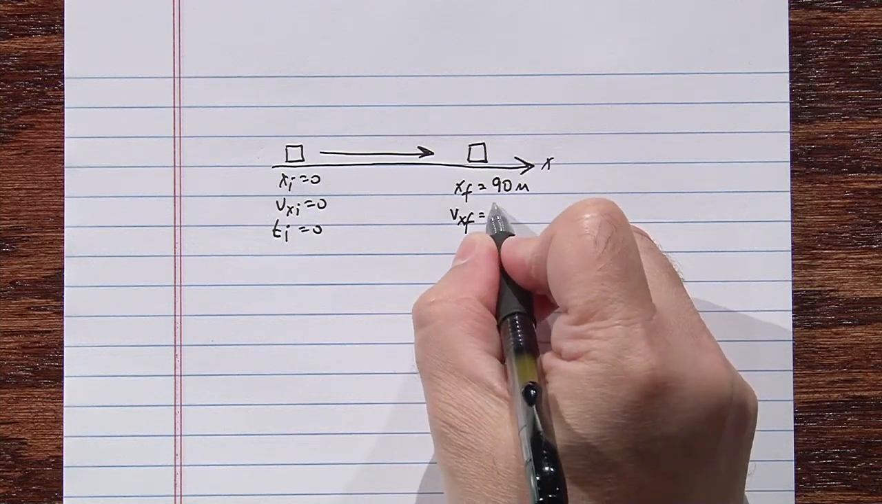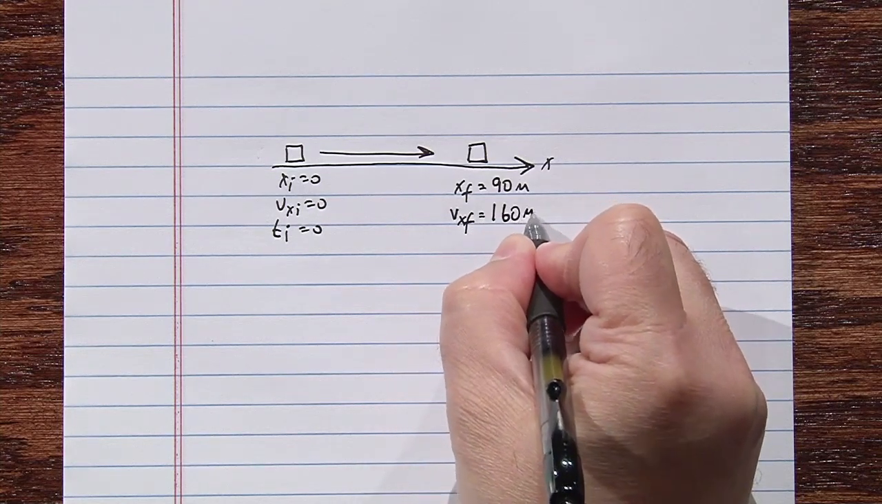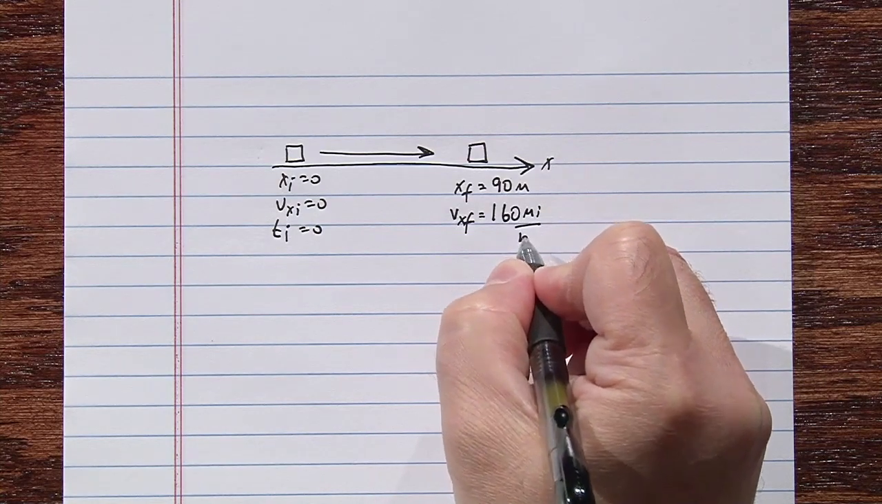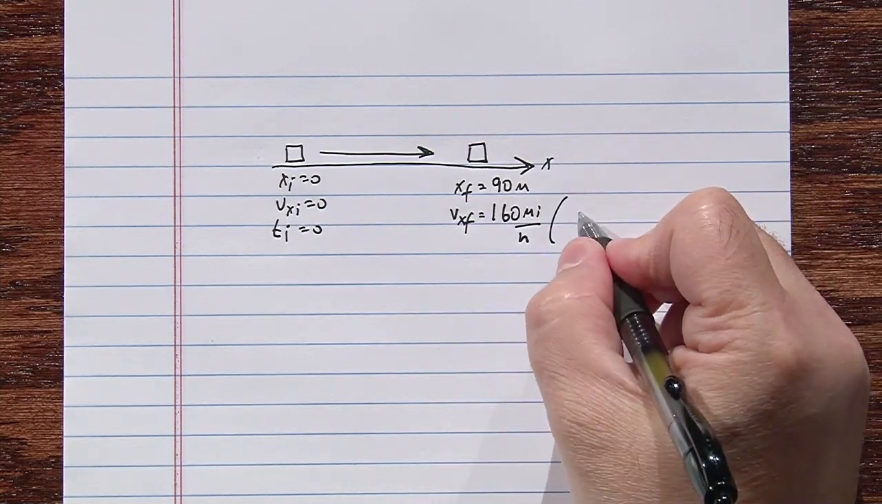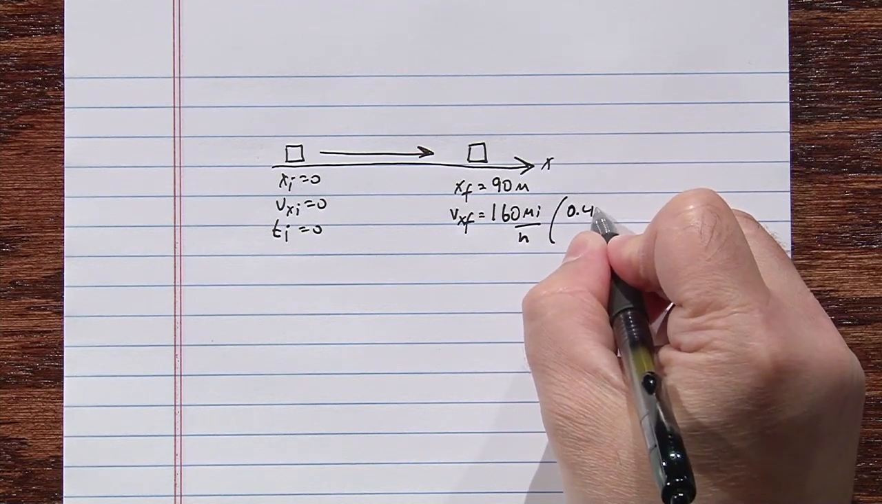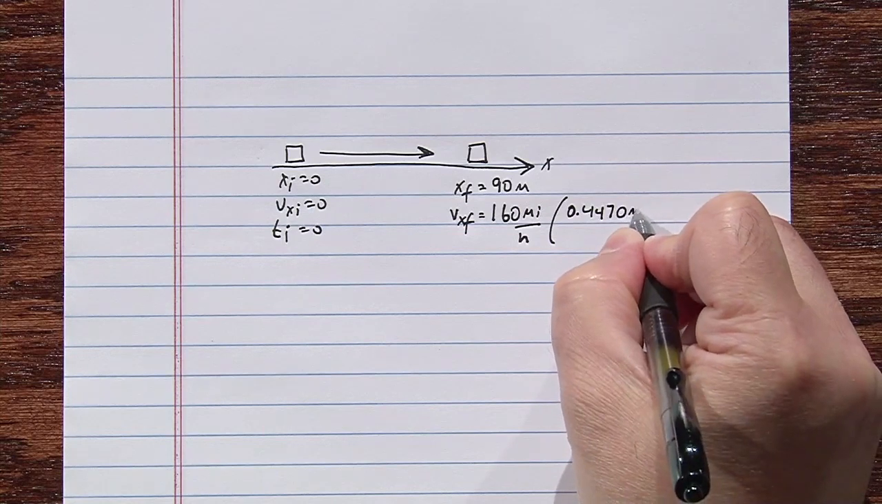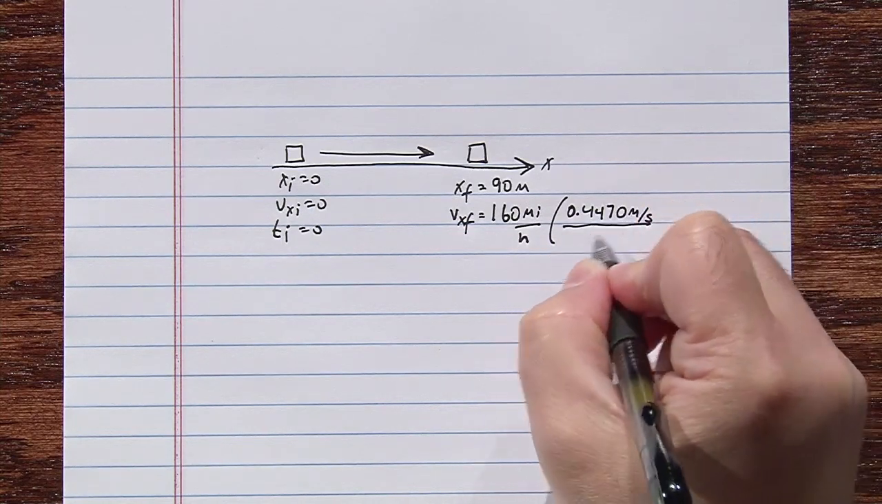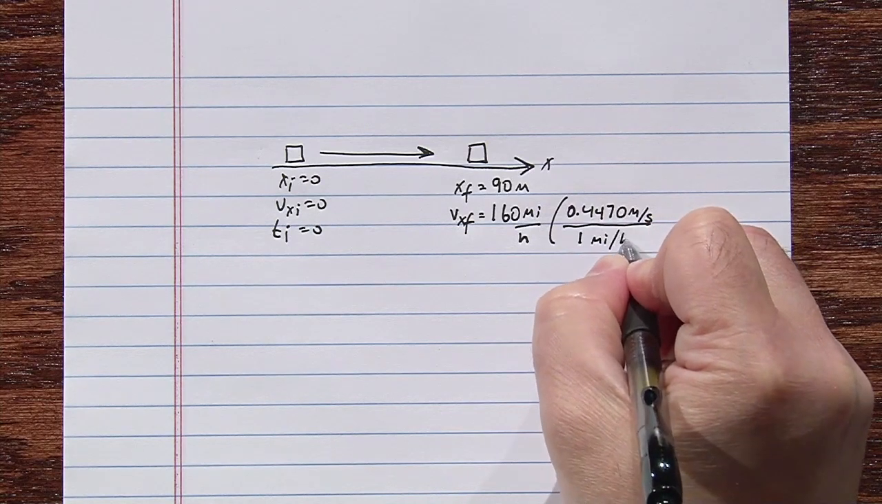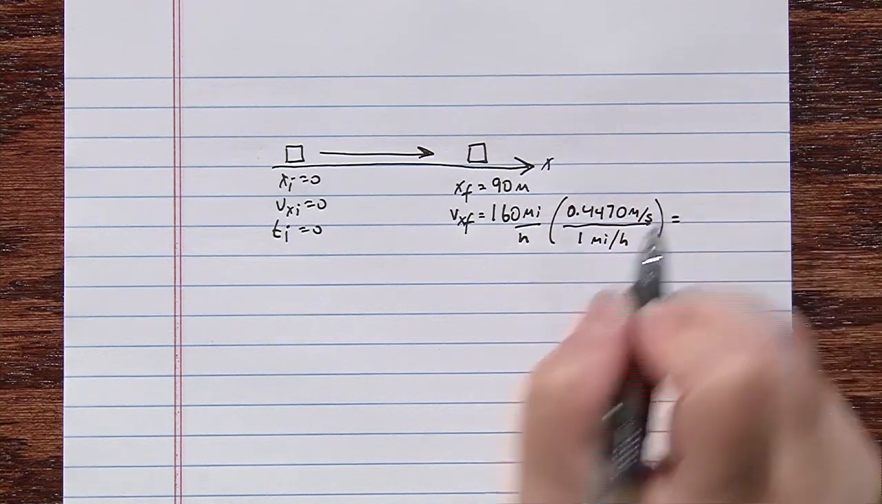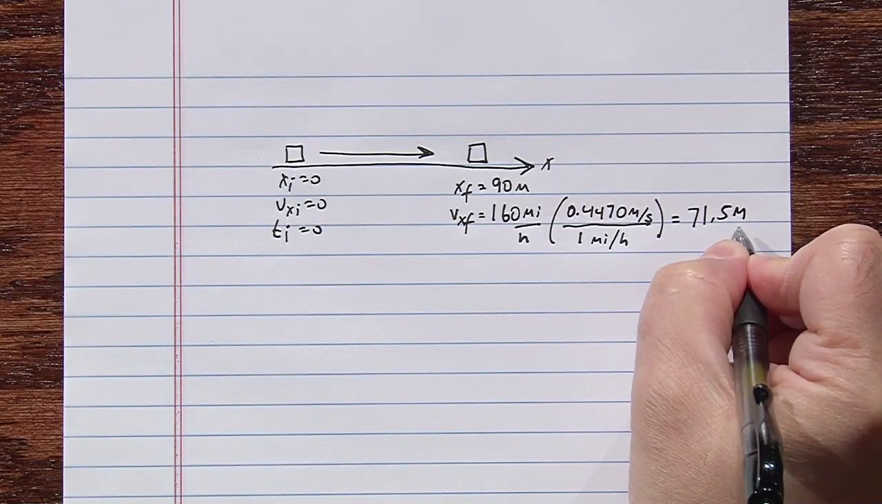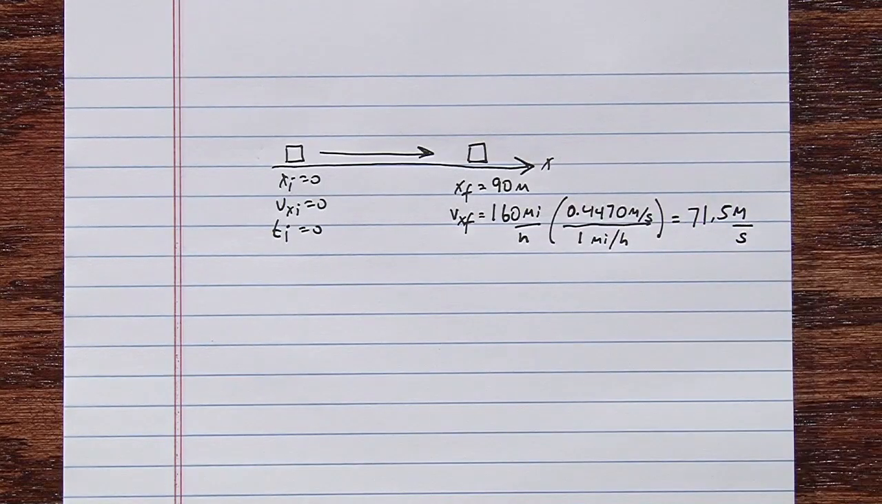Vx final is equal to 160 miles per hour, which we can convert using our factor of 0.4470 meters per second is the same as 1 mile per hour. And that gives us 160 times 0.447. That gives us 71.5 meters per second. So that's Vx final.